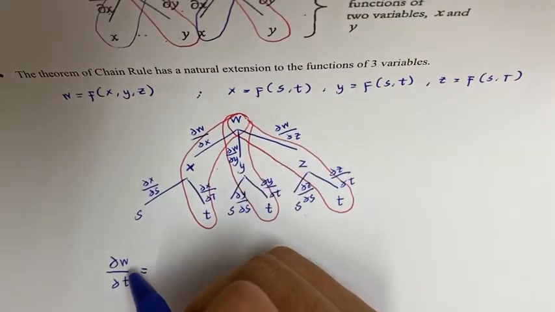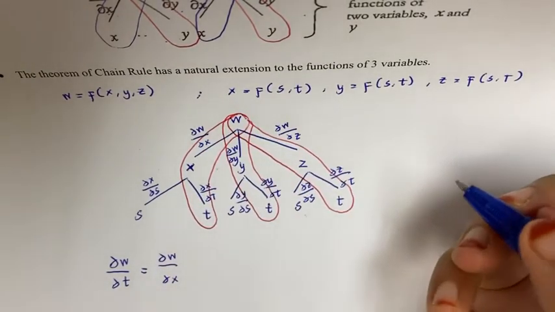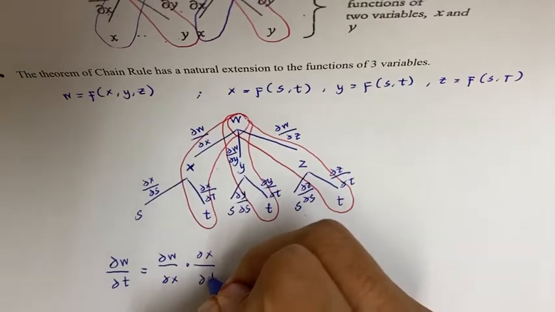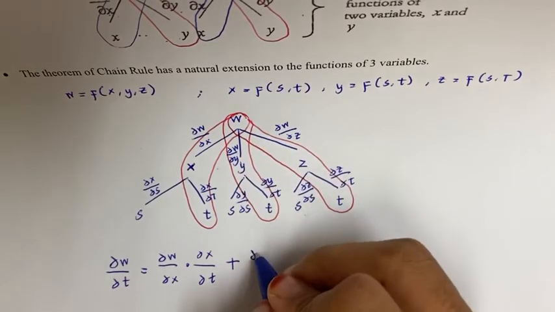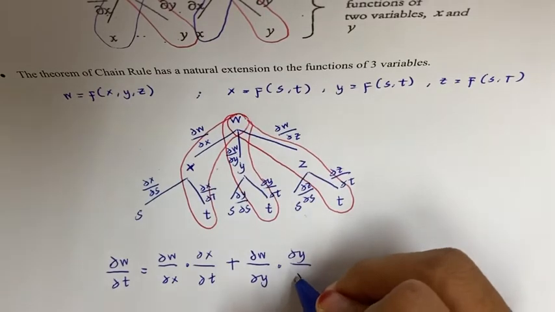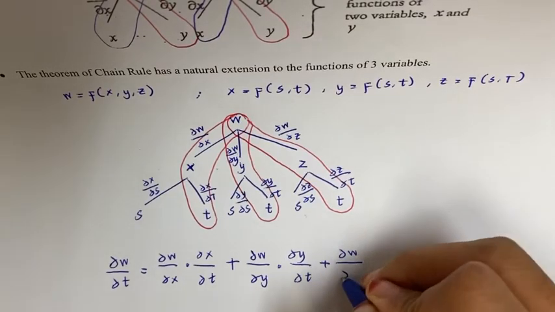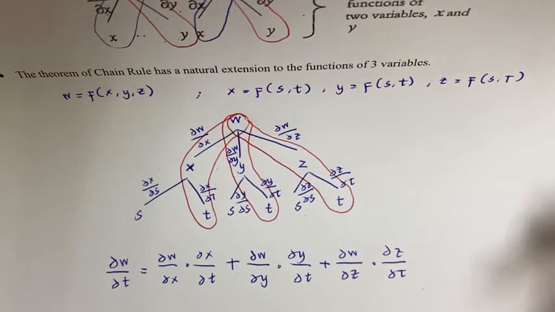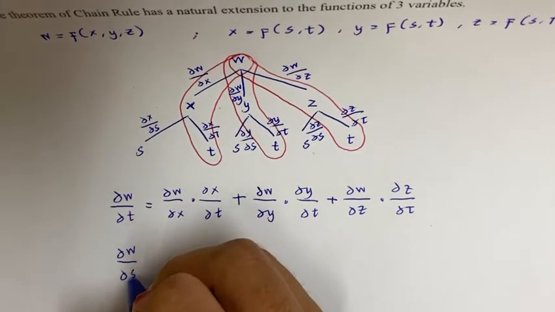So from here to find del w over del t, you have del w over del x multiplied by del x over del t, plus from this branch you have del w over del y multiplied by del y over del t. Another branch you have here is del w over del z multiplied by del z over del t. And try to find what is del w over del s.